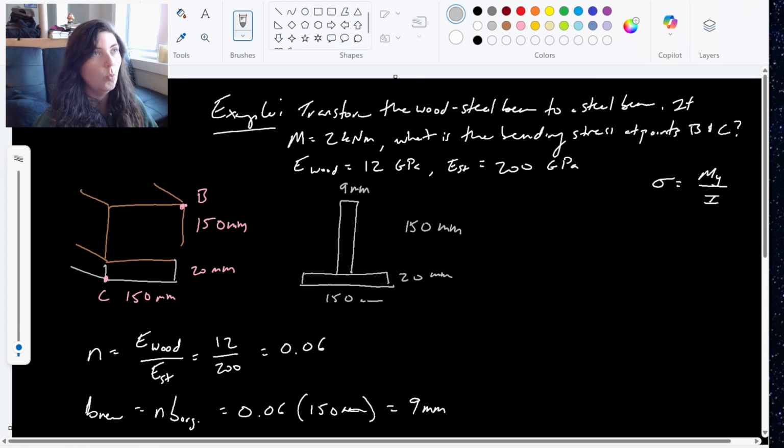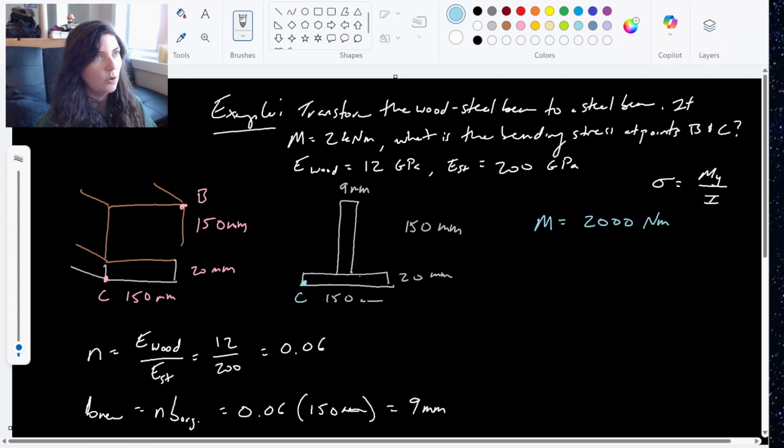Now that everything is in one modulus of elasticity, I'm going to look at my bending stress equation here, and get all the info that I need for this shape. So they gave us our moment. They said the moment is 2 kilonewton meters, or 2,000 newton meters. I like to convert all my units up front. And let's see what else. I need my distance y from the centroid out to that point, right?